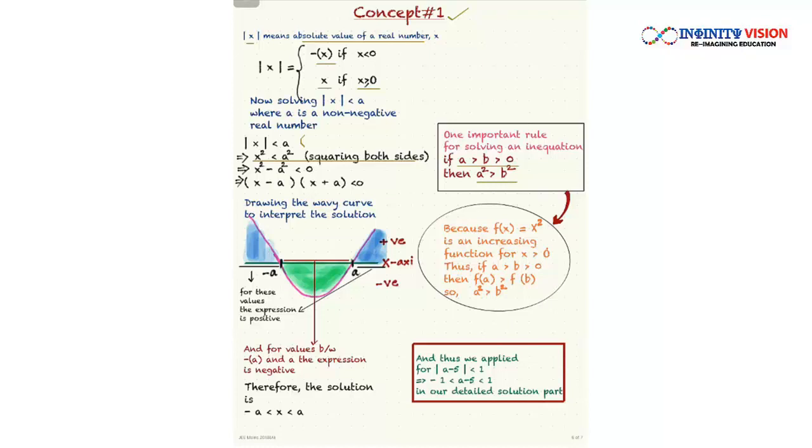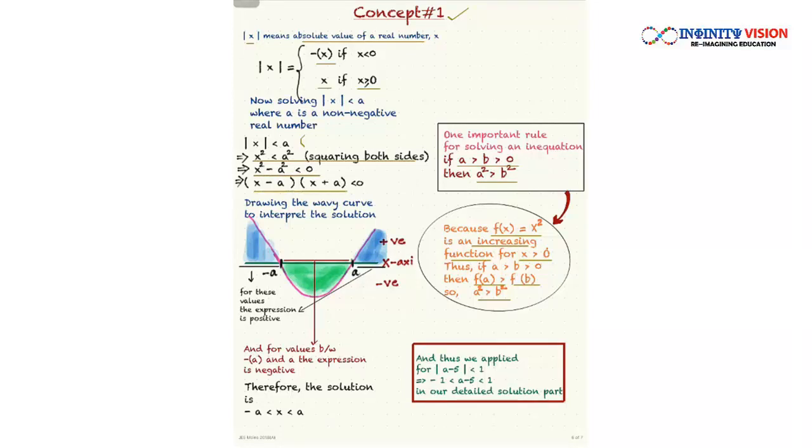Why can we say so? Because f(x) equal to x square is an increasing function for x greater than 0. Thus, if a and b are positive real numbers, then f(a) would be greater than f(b), so a square would be greater than b square. Now coming back to the inequation we are solving, we can say yes, x square is less than a square. Now if we shift a square to the left side, we'll get x square minus a square less than 0. Now after factorizing, what we'll get is x minus a into x plus a is less than 0.